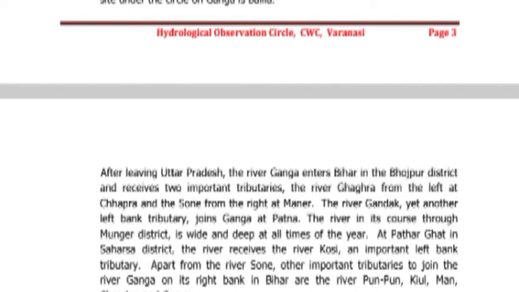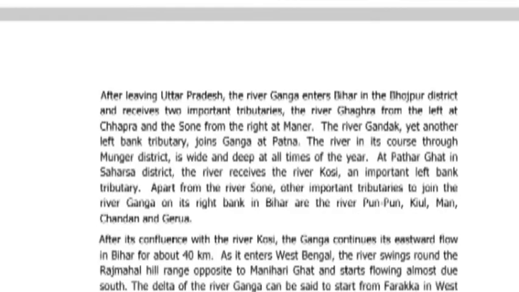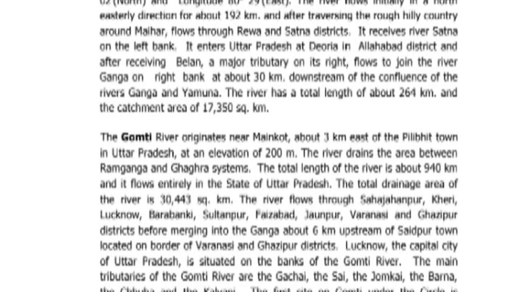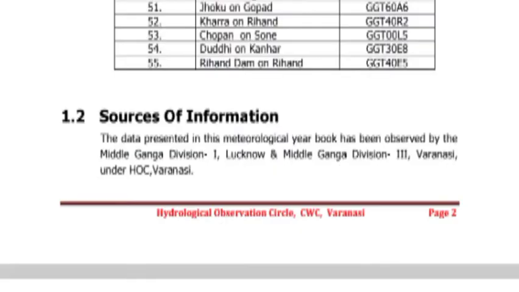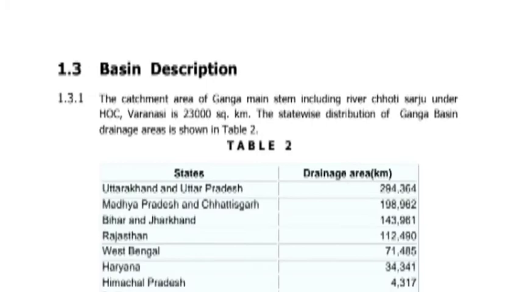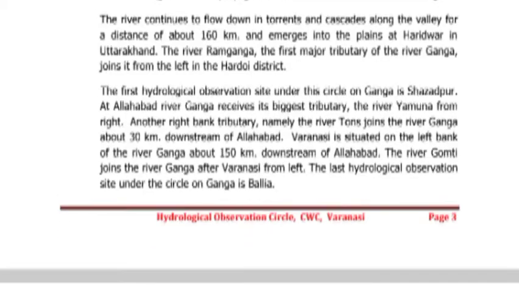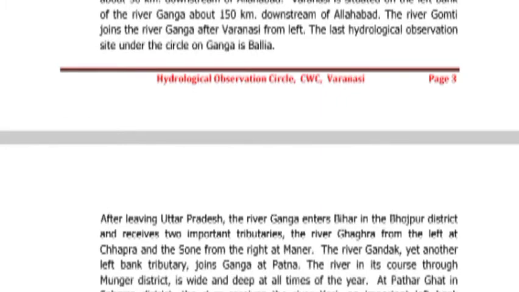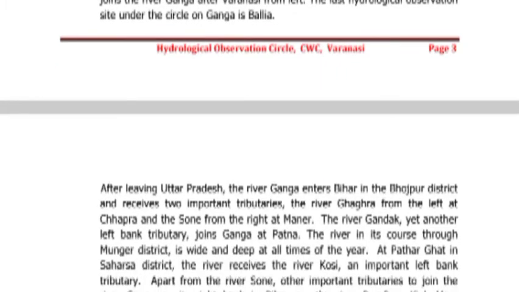Table 2. States and drainage area: Uttarakhand and Uttar Pradesh, 294,364. Madhya Pradesh and Chhattisgarh, 198,962. Bihar and Jharkhand, 143,961. Rajasthan, 112,490. West Bengal, 71,485. Haryana, 34,341. Himachal Pradesh, 4,317. Delhi, 1,484. Total 861,404.